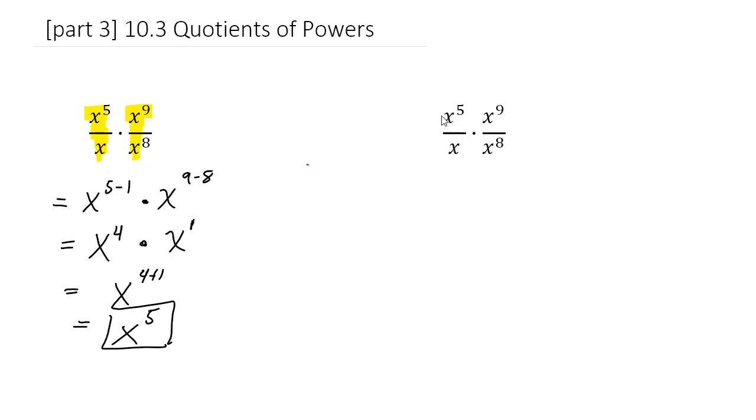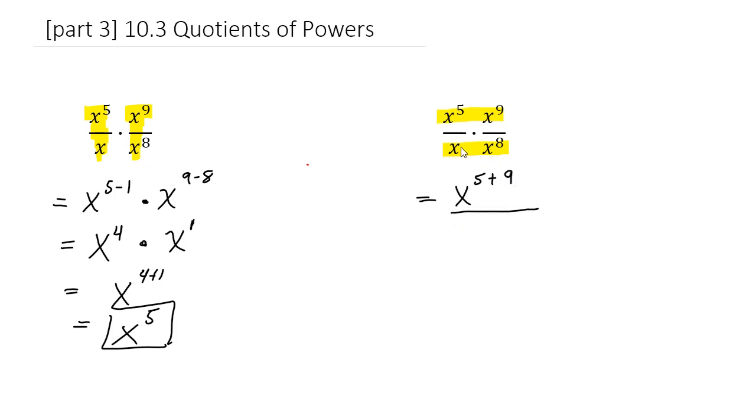Now let's go ahead and take care of the very same problem, but this time I'm going to multiply across. So I will do the products. So multiplying x to the fifth times x to the ninth, that means that I will keep the base and I will go ahead and add the two exponents.